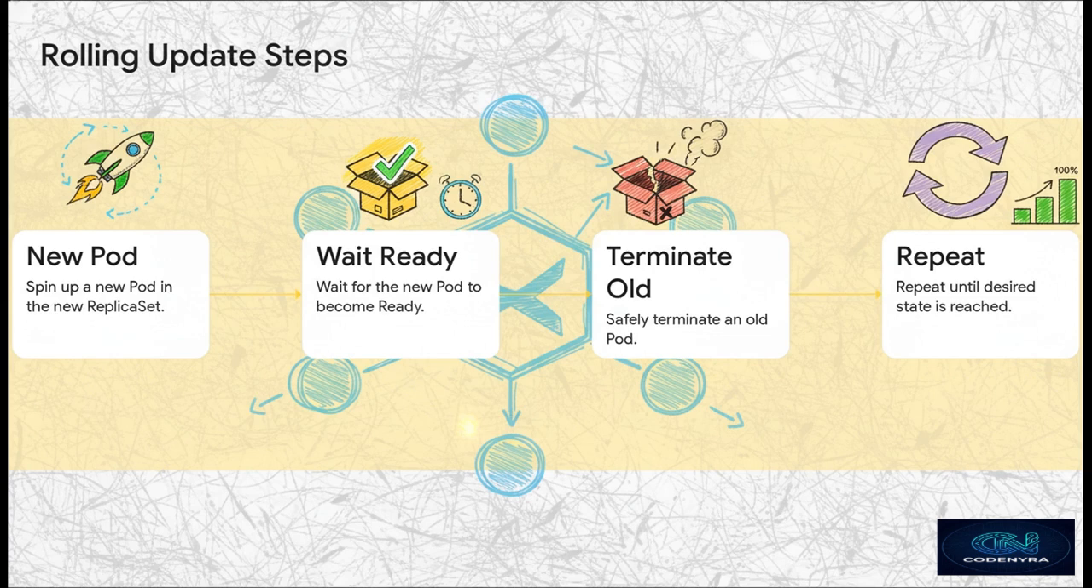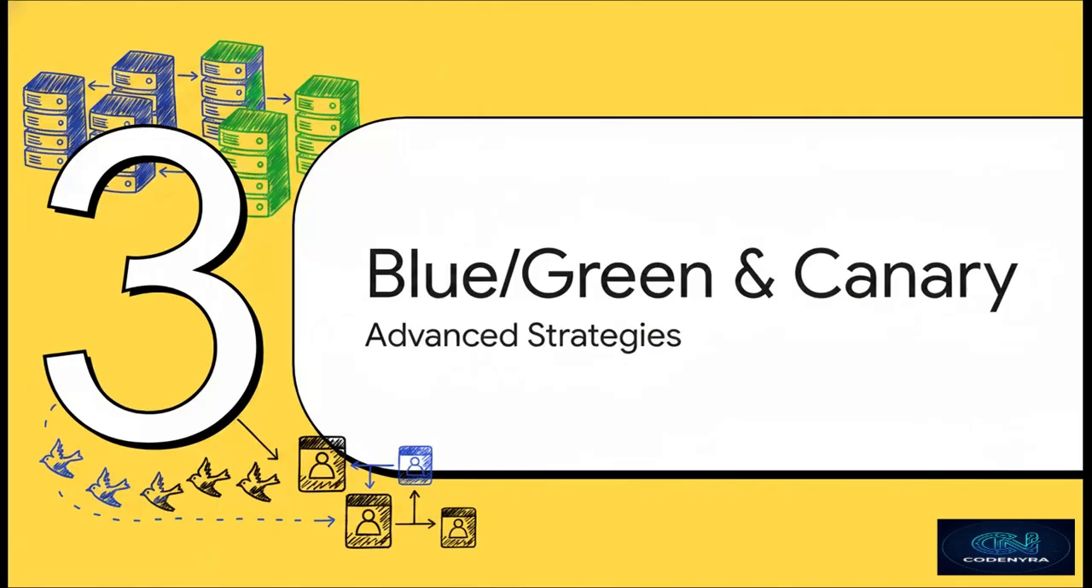Because the Kubernetes service only routes traffic to pods that are fully ready, your users literally never experience a dropped connection during this entire process. It's seamless. Let's dive into section 3, advanced: blue/green and Canary.